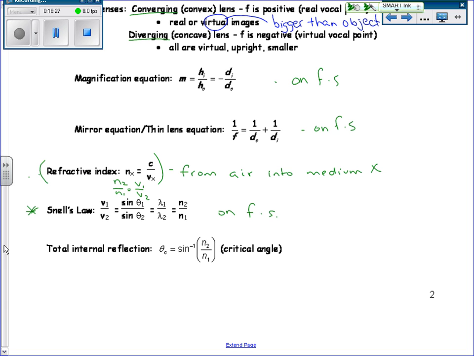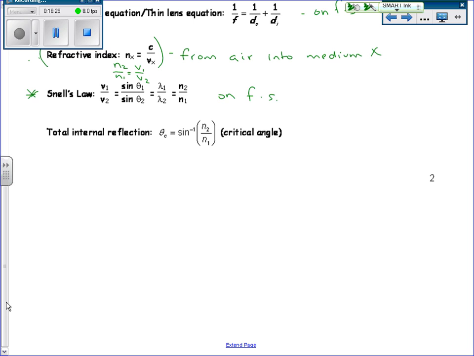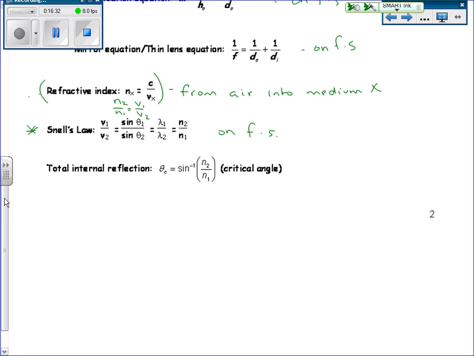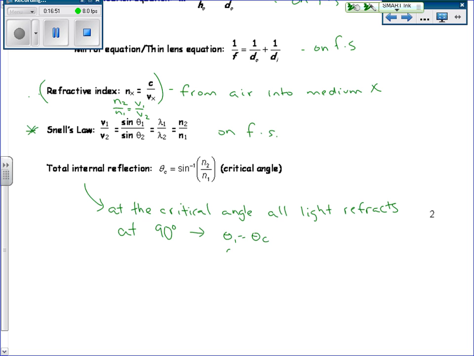Same thing with the critical angle. The total internal reflection, or the formula for the critical angle, what this means is that at the critical angle, all light refracts at 90 degrees. So what that means is theta 1 equals theta C, and theta 2 equals 90 degrees. And then again, this becomes a special case of this, just using this information here.